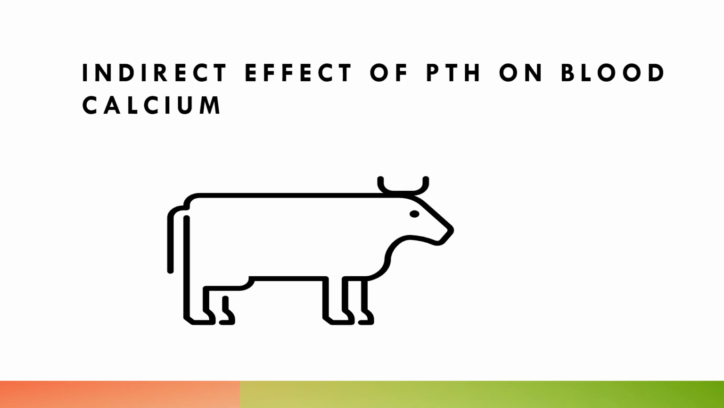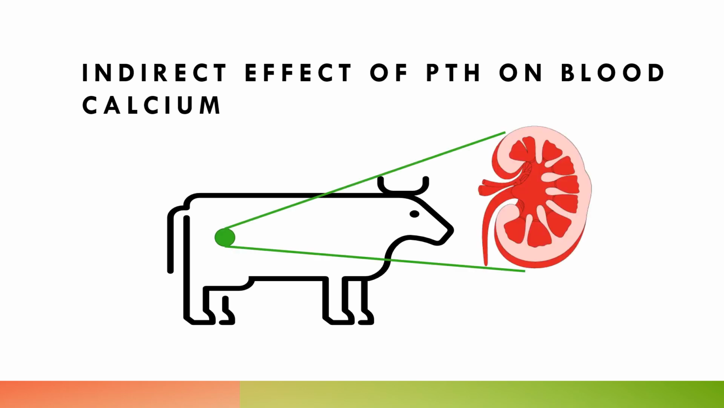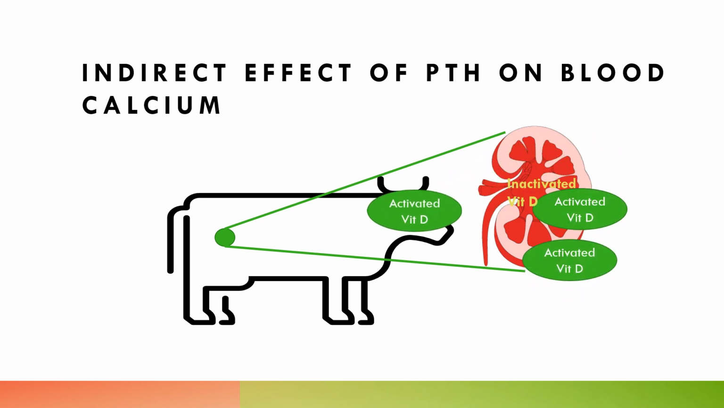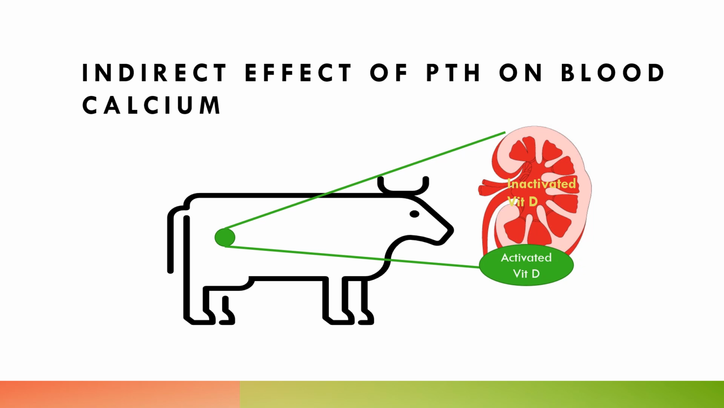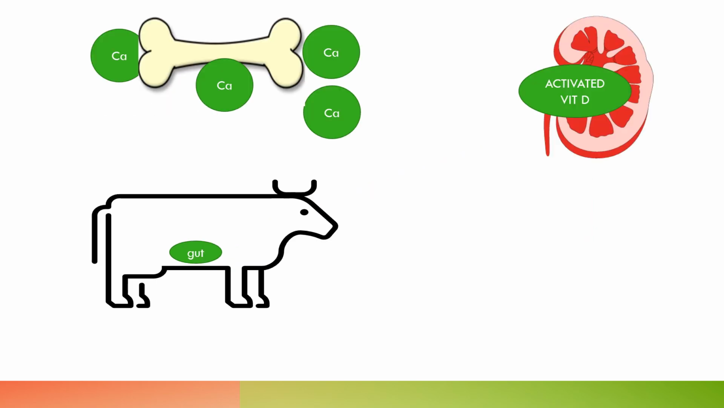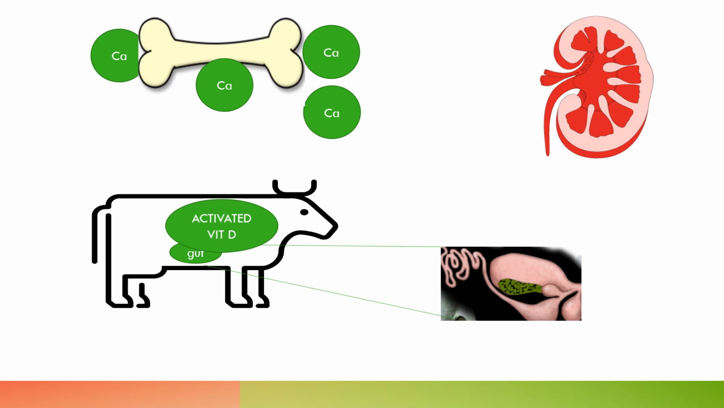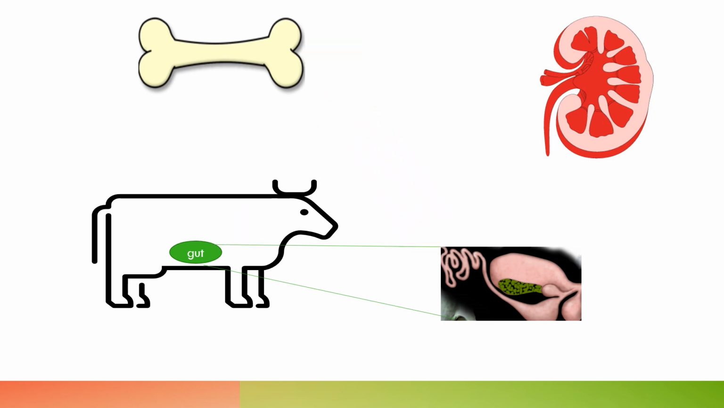Another effect of parathyroid hormone is increasing blood calcium. It stimulates the kidney to produce more of the activated form of vitamin D. The activated form of vitamin D stimulates gut tissue to absorb more calcium that is released from the bone tissue, and this absorbed calcium by the gut contributes to the readily available calcium pool.